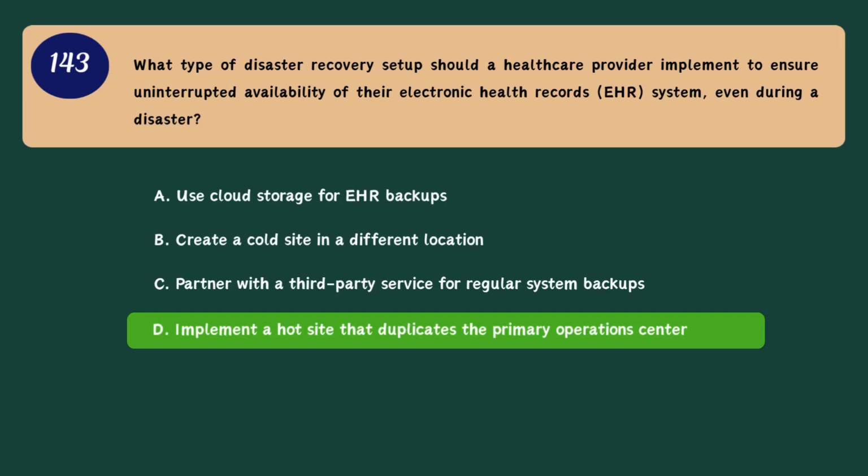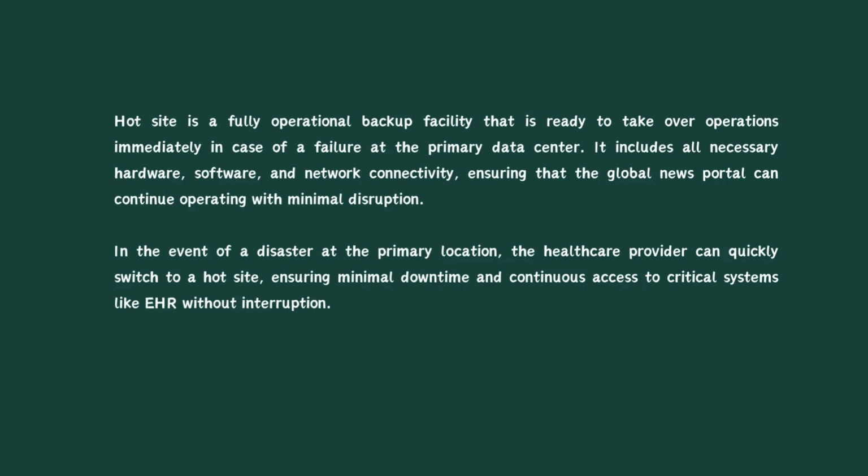Correct answer. D. Implement a hot site that duplicates the primary operations center. Hot site is a fully operational backup facility that is ready to take over operations immediately in case of a failure at the primary data center. It includes all necessary hardware, software, and network connectivity, ensuring that the global news portal can continue operating with minimal disruption. In the event of a disaster at the primary location, the healthcare provider can quickly switch to a hot site, ensuring minimal downtime and continuous access to critical systems like EHR without interruption.